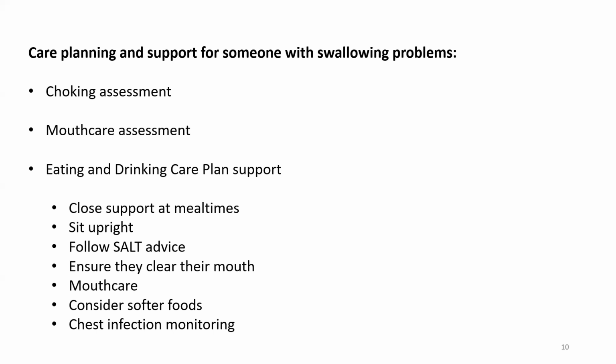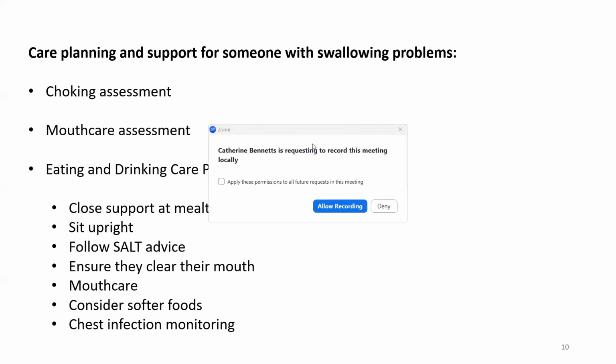Also, mouth care assessments. We have those on the system, and mouth care is incredibly important. The health of the mouth is incredibly important to ensure that eating is comfortable in the first place for that person. When it comes to eating and drinking care plans, the support is really important. It's really important you put robust support in there for that person. That could be any of the following. It's not an exhaustive list.